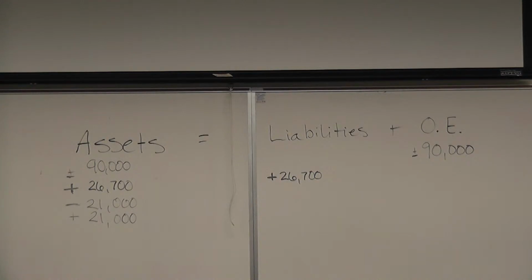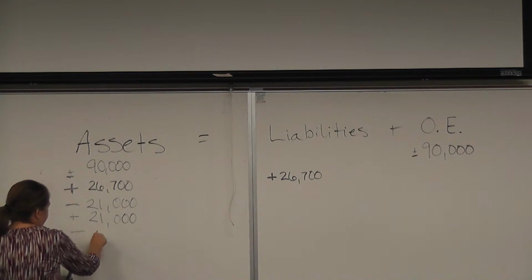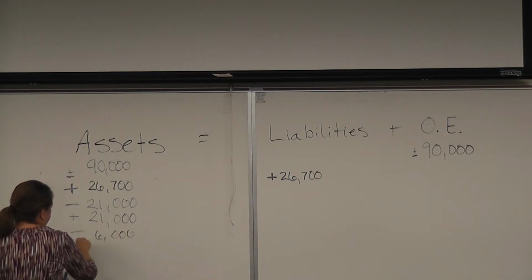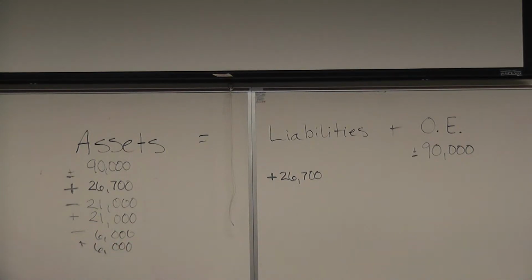Paid $6,000 for rent in advance. It's a wash again. Increase the asset. Does it not go into owner equity? No, because prepaid rent is an asset. Okay. It has value to you.